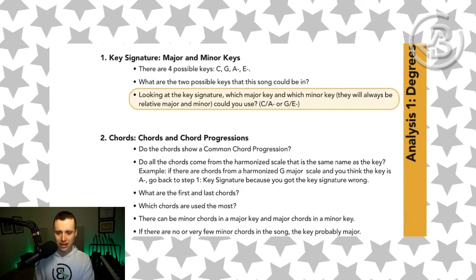Number one, key signature, major minor keys. There are four possible keys for level one lead sheets. That's going to be C major, G major, A minor, E minor. So ask yourself, what are the two possible keys that this song could be in? Look at the key signature, which is the major key, which is the minor key. They will always be relative major and minor. Which keys could you use? Is it going to be C major and A minor, or G major and E minor?